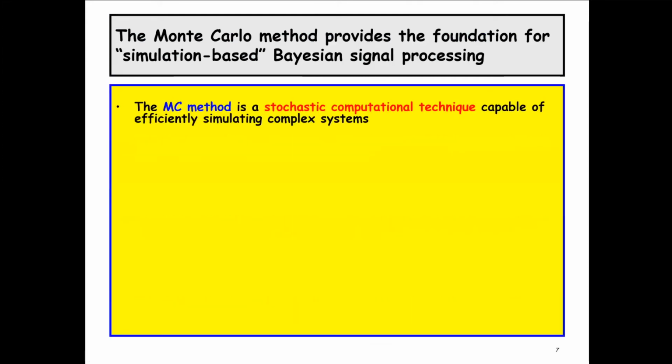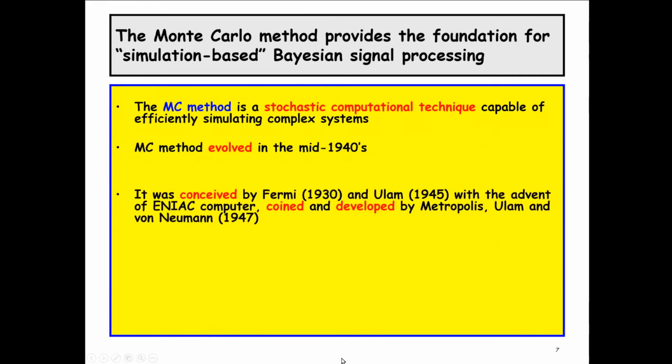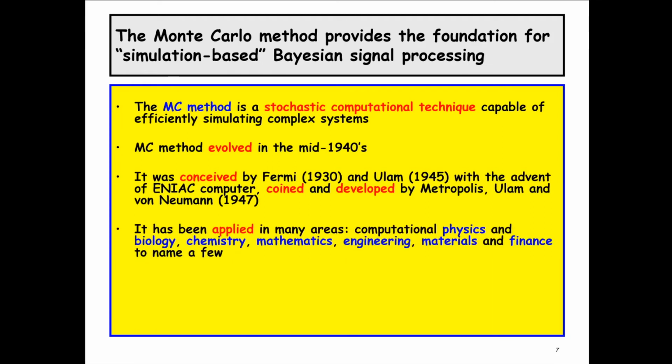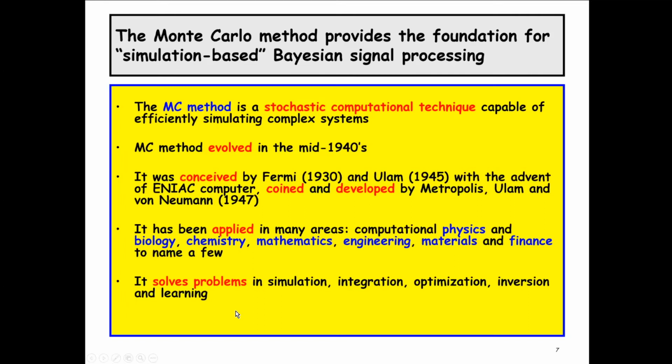The Monte Carlo method provides the foundation for simulation-based Bayesian signal processing. So the method is a stochastic computational technique. It actually evolved in the mid-1940s. It was conceived by Fermi and Ulam with the advent of the first computer, the ENIAC computer. It was coined and developed by Metropolis, Ulam, and von Neumann in 1947. Wow, that's a long time ago. It's been applied in many, many areas: medicine, biology, chemistry, math, engineering. It solves problems in simulation, integration, optimization, inversion, and learning.